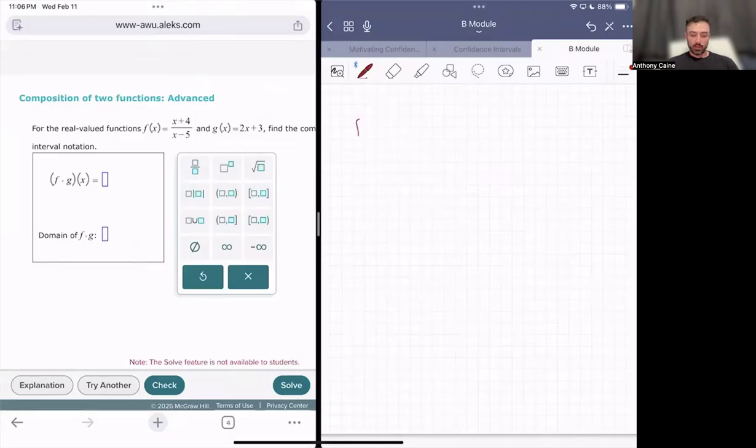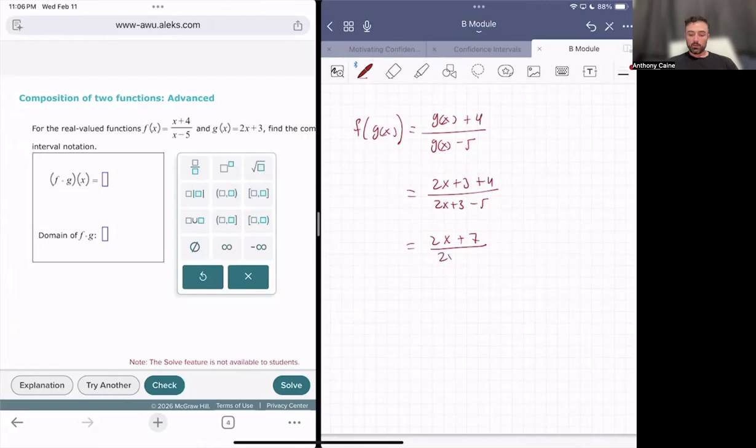Okay, so we need to look at f of g of x. So this is going to be g of x plus 4 over g of x minus 5. So this is going to be 2x plus 3 plus 4 over 2x plus 3 minus 5. So it's going to be 2x plus 7 over 2x minus 2. Okay, there's our function expression.